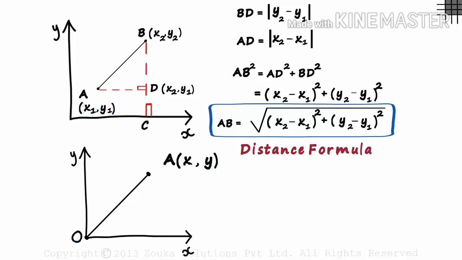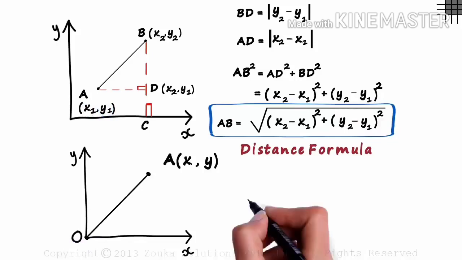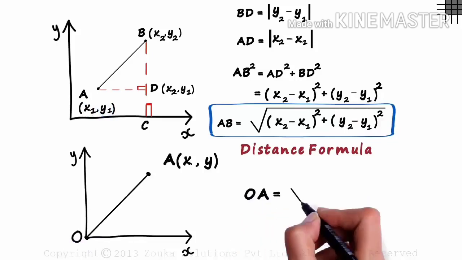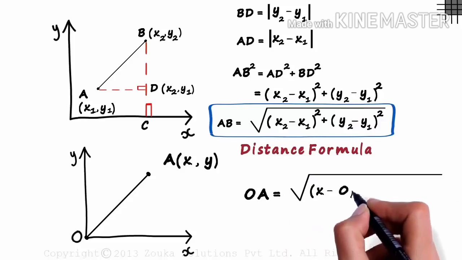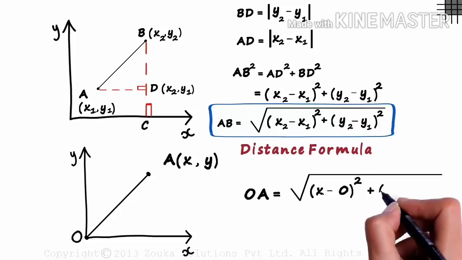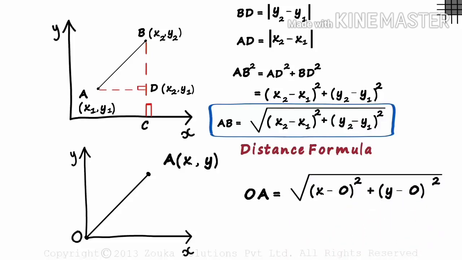So using the distance formula, we get the length of OA as the square root of (x minus 0) the whole squared plus (y minus 0) the whole squared. That would equal square root of x squared plus y squared. If the line segment starts from the origin, its length will be the square root of x squared plus y squared, where x and y are the coordinates of the other endpoint.